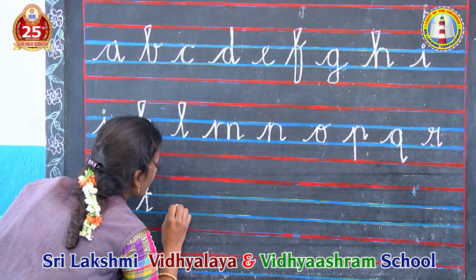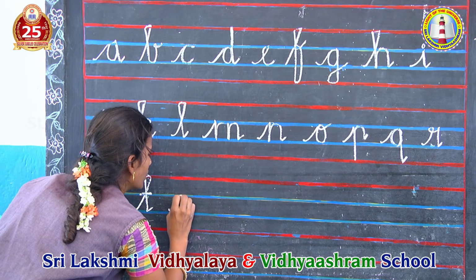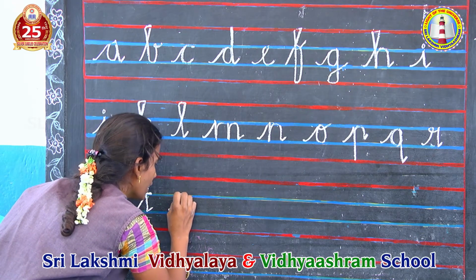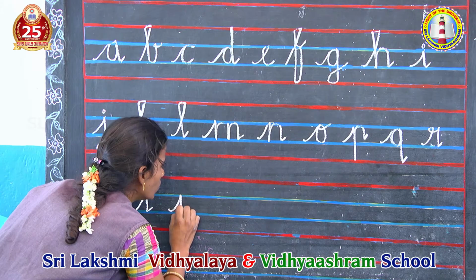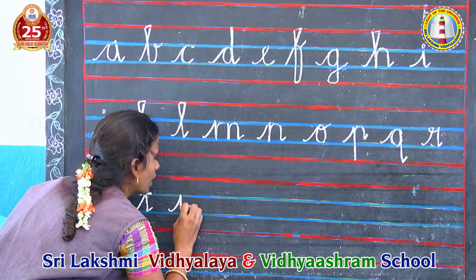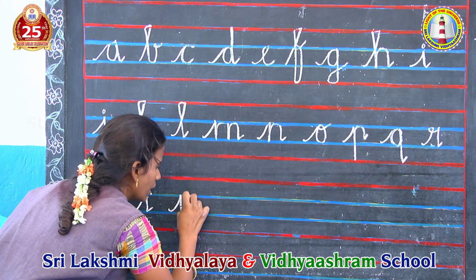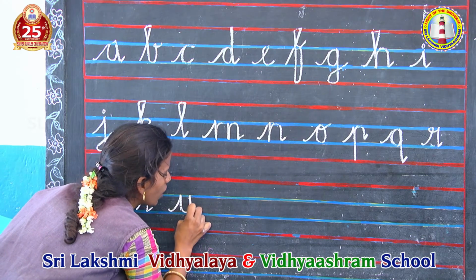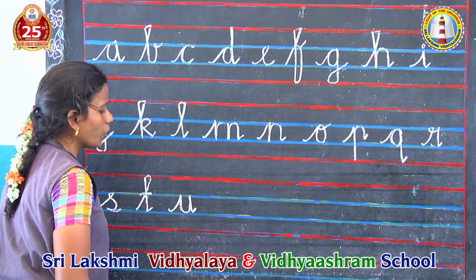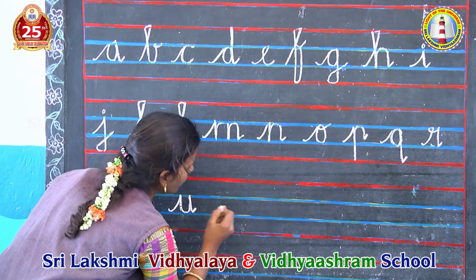Draw a stroke line and then make a upward curve and then another one upward curve and then bottom of the small slanting line. It's called U. Next we write the letter V.